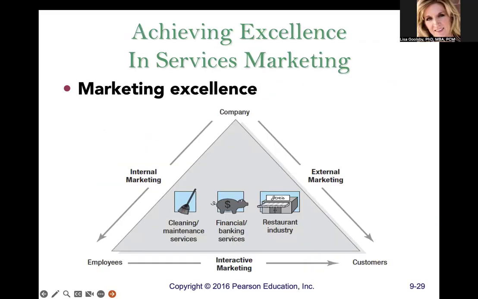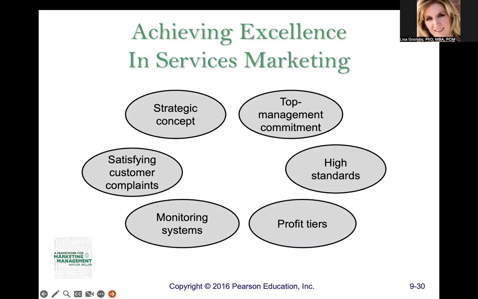When we look at marketing excellence and service marketing, you have the company, your external marketing, your internal marketing, your employees, and your customers. So, a wide range of things have to intersect and interact in order to have great marketing. Achieving excellence in service marketing, you've got top management commitment, high standards. You look at your profit tiers, looking constantly at customers, how to keep them satisfied, what they like, what they don't like. You've got the systems that help monitor that, and then your different profit tiers.